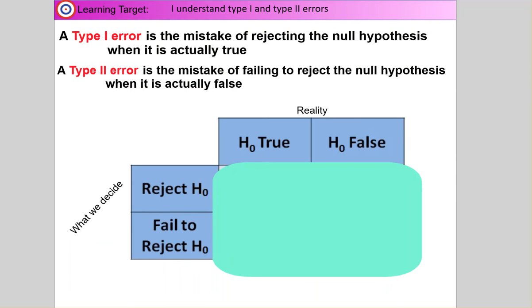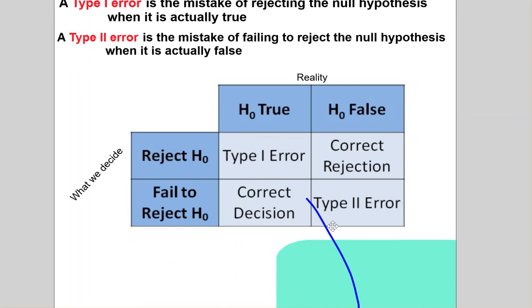So what we're going to talk about this last part of this today is just the errors that can come with whatever decision that we make. So like I said, this whole unit is writing a null and alternative hypothesis. We run the test, and then we're going to make some claim. So there are several claims that can be made.